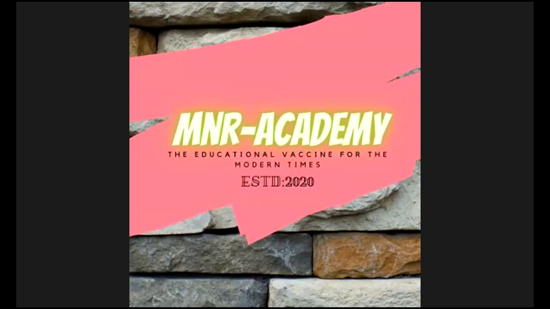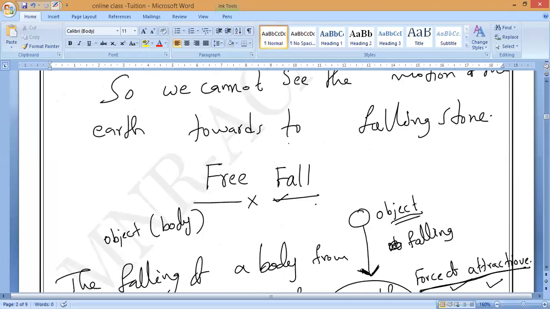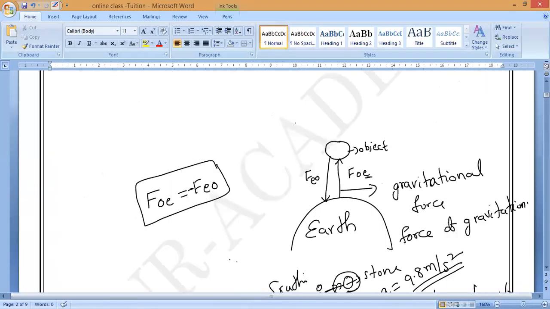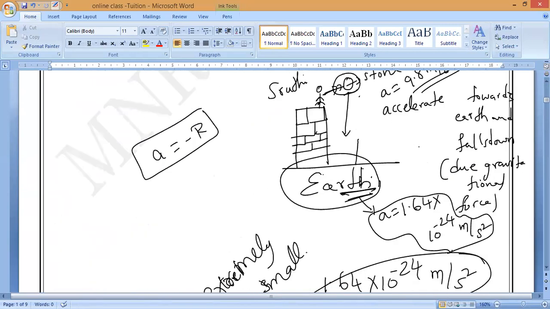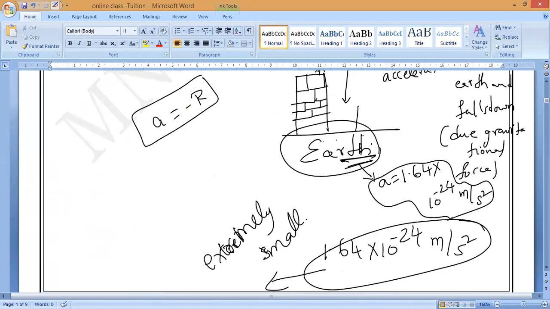Before, what have we studied according to Newton's law? An object with more mass will reach slowly, and an object with less mass will reach fast. That is Newton's law of motion and gravitation: if mass is more, acceleration is less; if acceleration is more, mass is less.